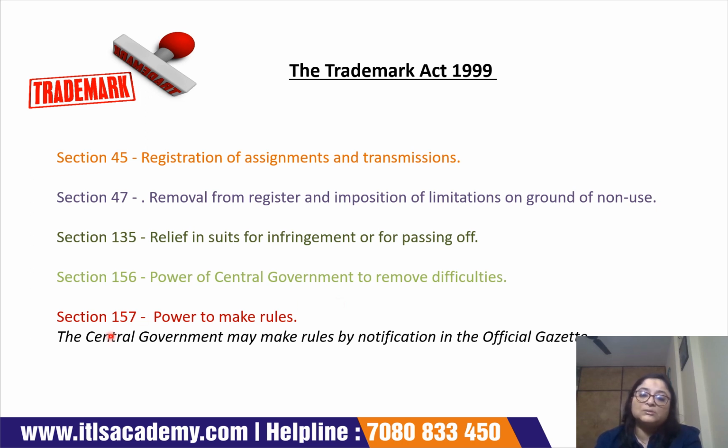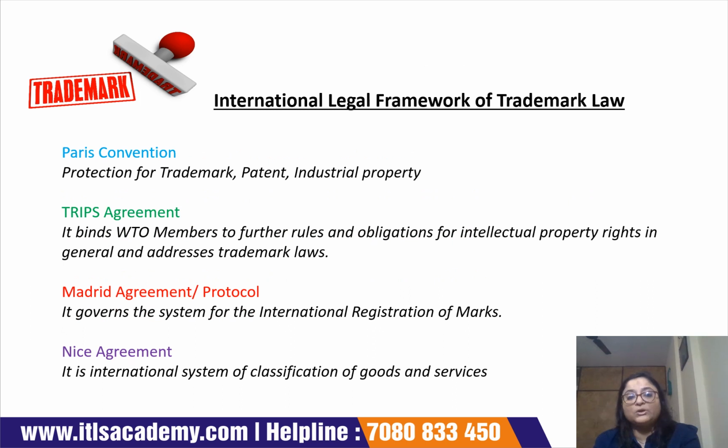Now the last one. It's not the last one, but it's the last one in my list. It is Section 157, that is the power to make rules. Like the central government has power to remove difficulties in rules or implementation of rules, the central government has the power of making rules by notification in the official gazette also. So they can make rules as per the situation or requirement.